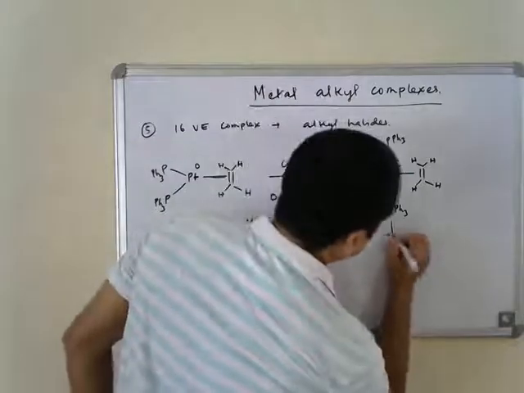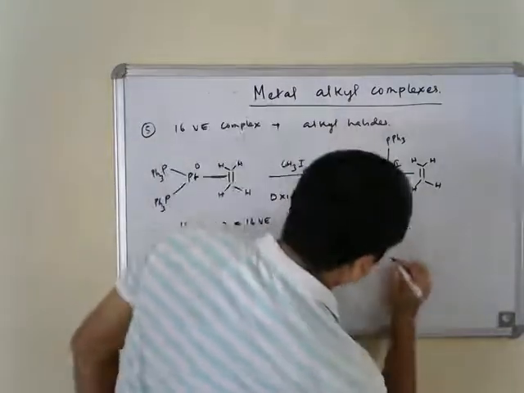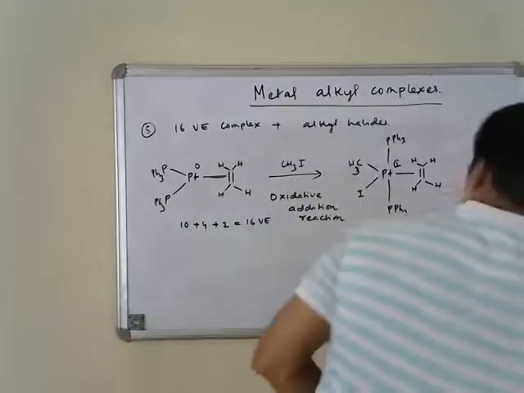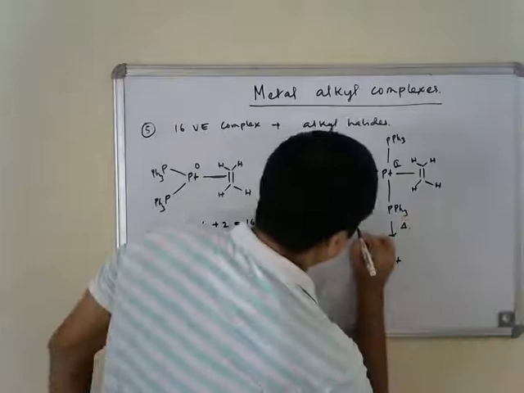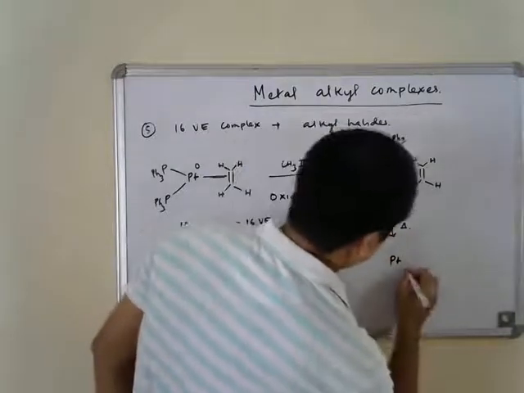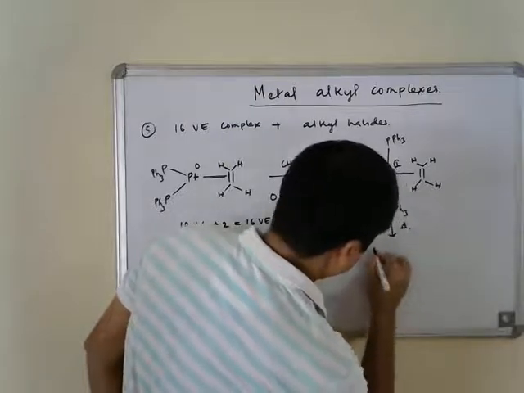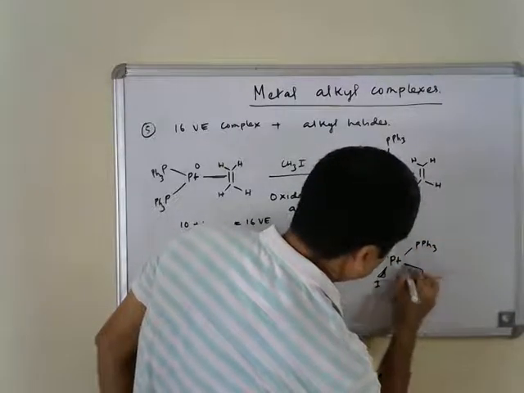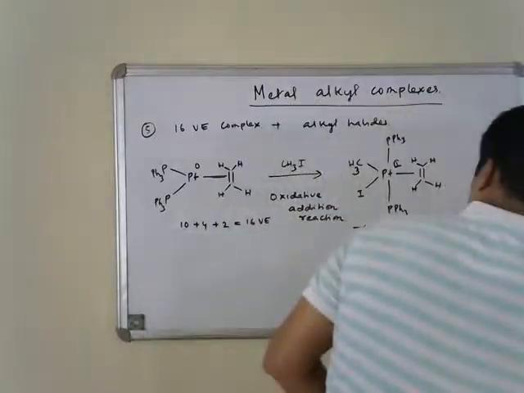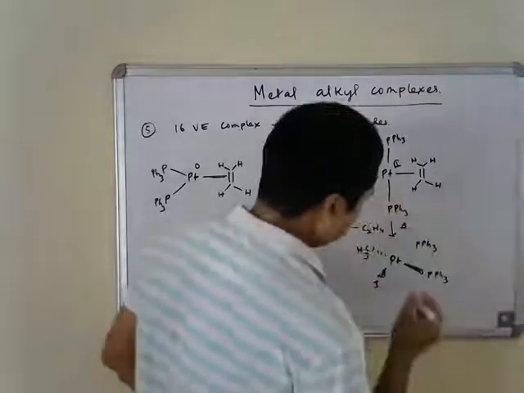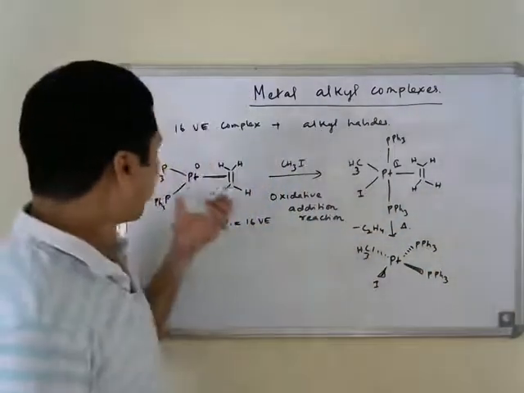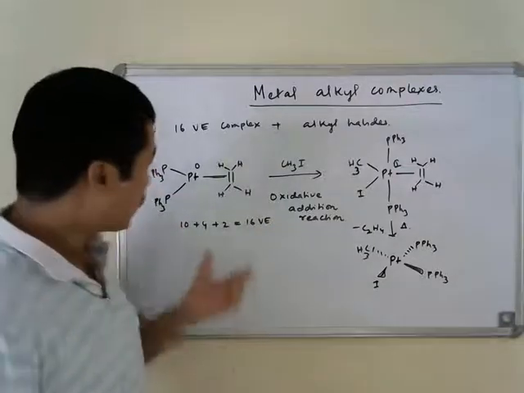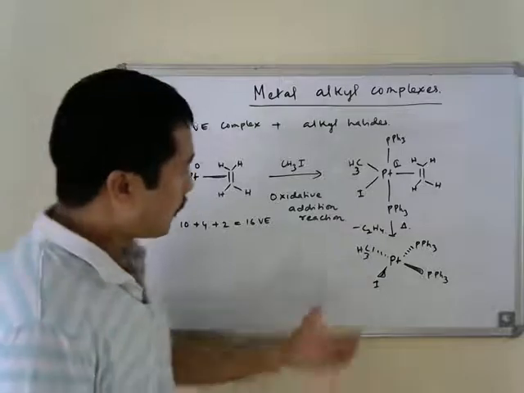And now, upon heating, the olefin is going to be released and we will end up with a square planar complex in this way. So just by reaction of alkyl halide with this, or oxidative addition of alkyl halide to this 16 valence electron precursor complex, we obtained a metal alkyl complex here.